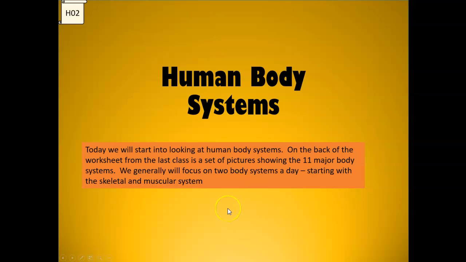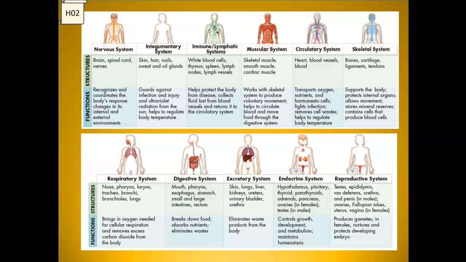All right, so as we said, we're moving into the human body systems. So if you look back on the last worksheet, which was HO2, it shows the major body systems there. So we'll try to do 2 a day. Sometimes we'll just do 1 a day. But these are the ones that we had from HO2: the nervous system, integumentary system, lymphatic system, muscular system, circulatory system, skeletal system, respiratory system, digestive system, excretory system, endocrine system, and reproductive system.